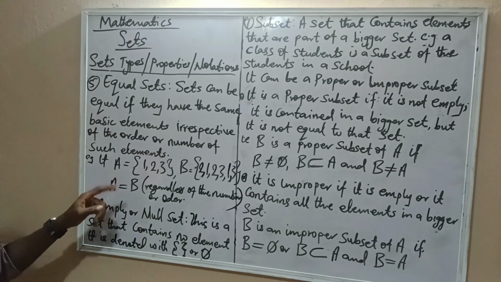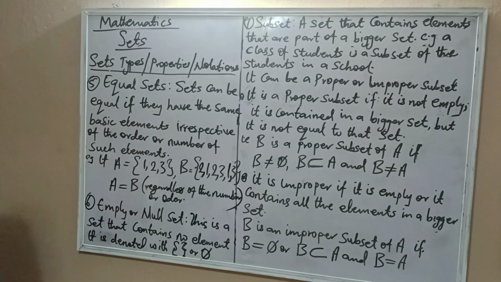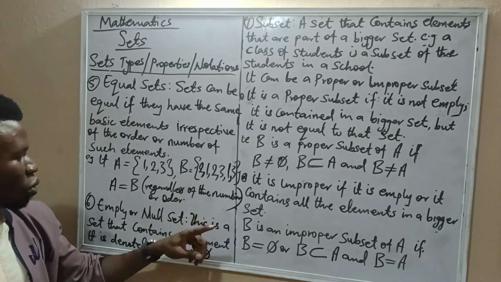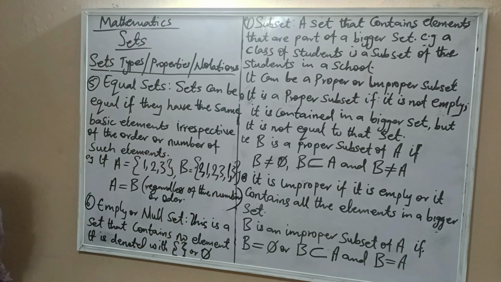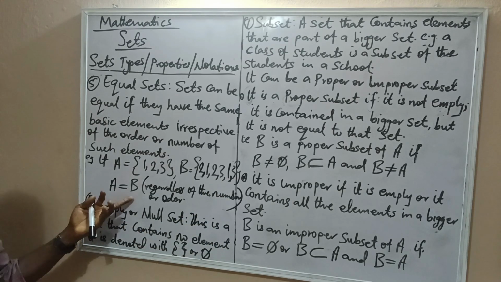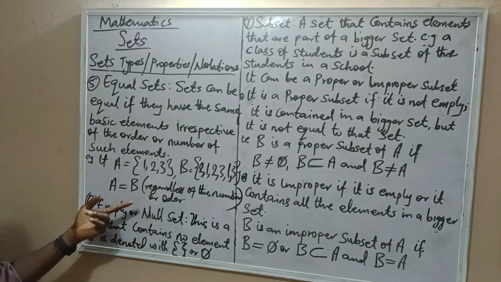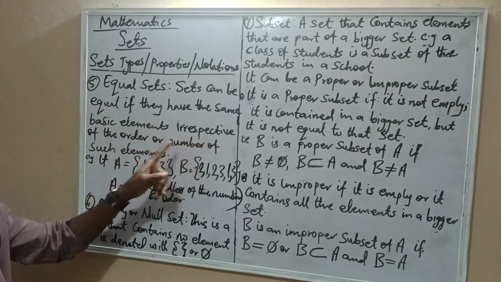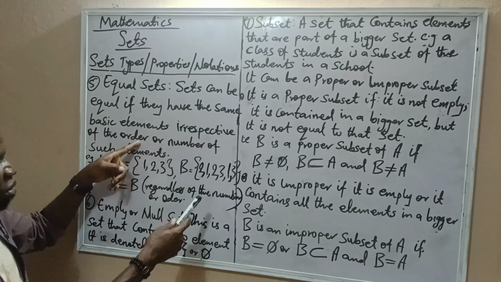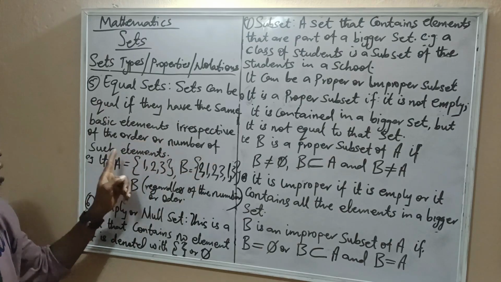For instance, we have A. A has 1, 2, 3 as its elements, and B has 2, 1, 2, 3, 1, 3. Now they say that A is equal to B. Why? Because from the definition they said, irrespective of the order. Notice the way this one is placed, 2, 1, like, or number of such elements.